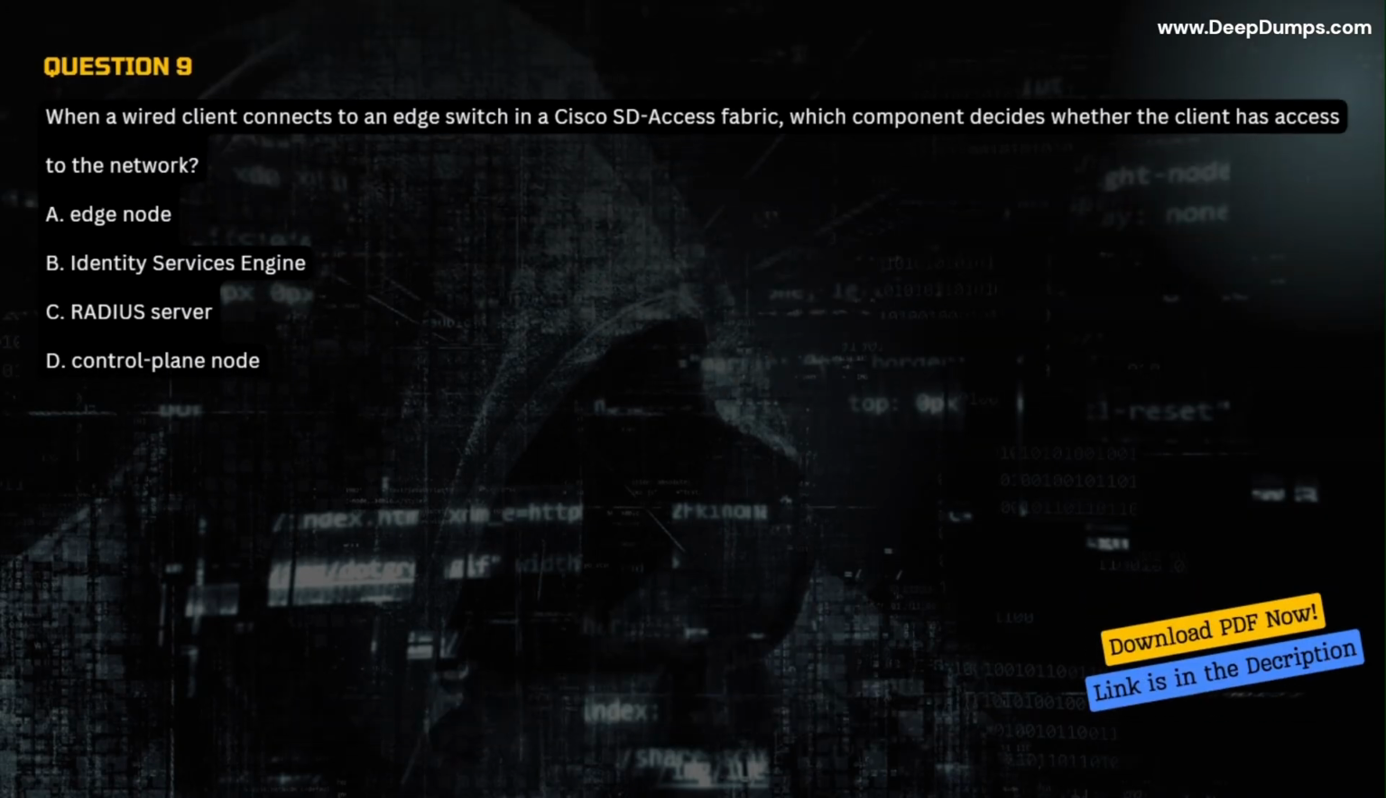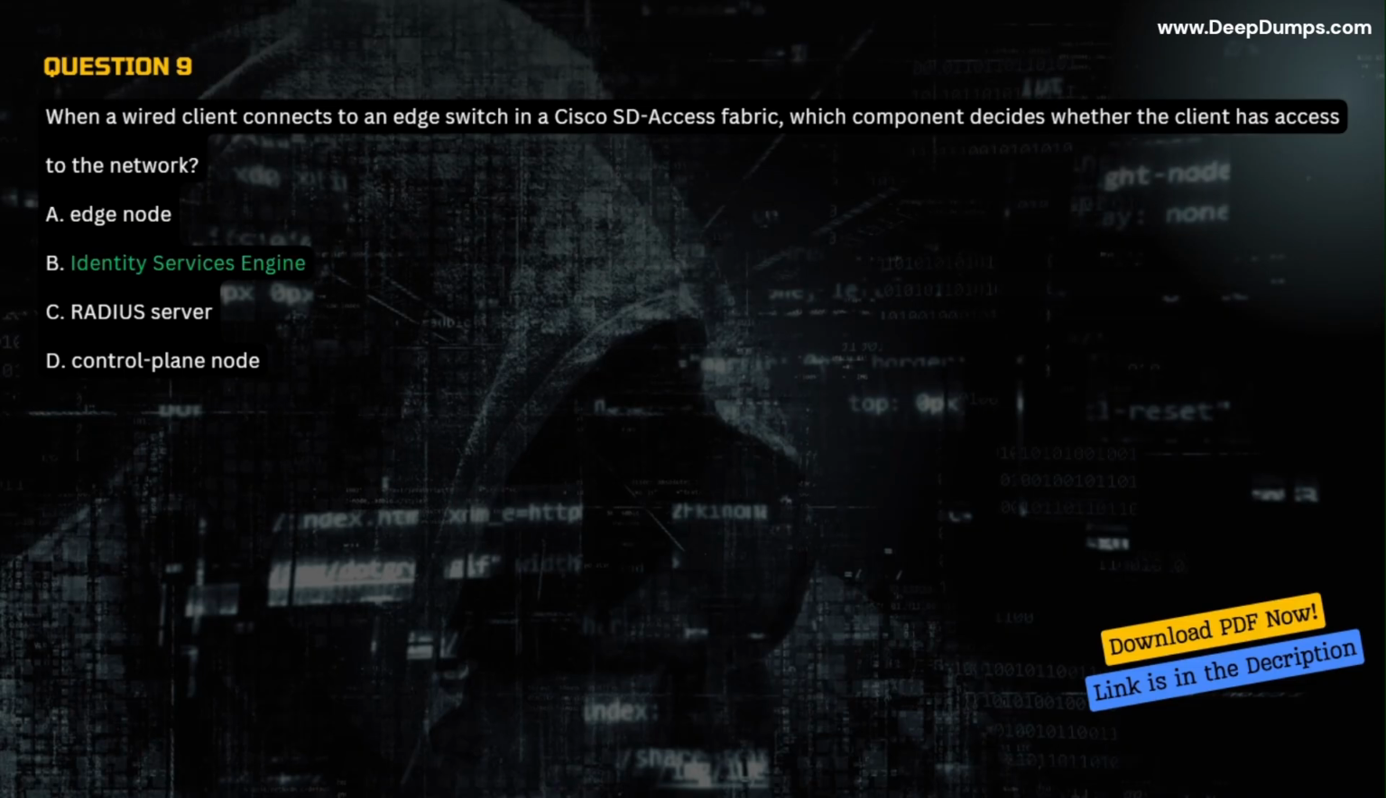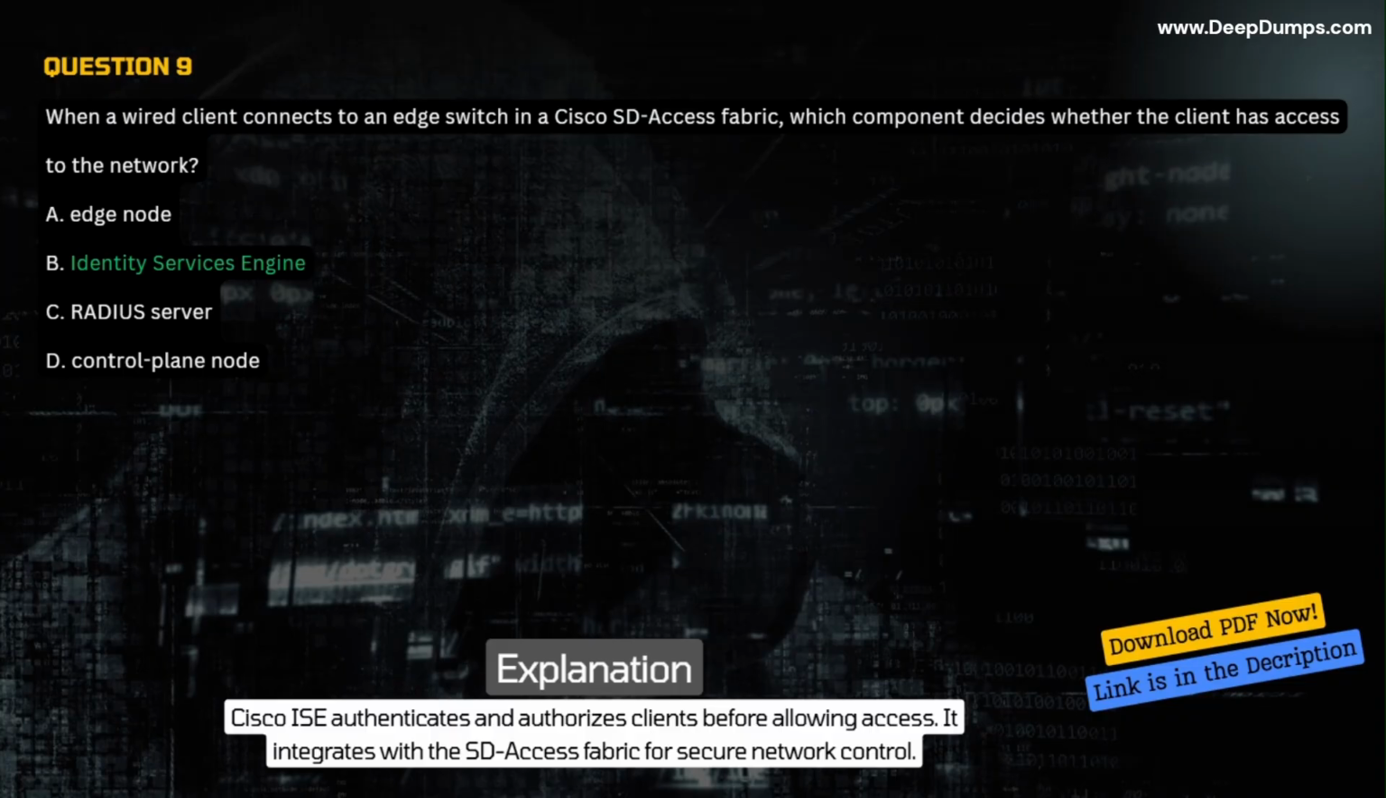Question 9. When a wired client connects to an edge switch in a Cisco SD-Access Fabric, which component decides whether the client has access to the network? A. Edge node. B. Identity Services Engine. C. RADIUS Server. D. Control Plane Node. Correct answer B. Identity Services Engine. Explanation. Cisco ISE authenticates and authorizes clients before allowing access. It integrates with the SD-Access Fabric for secure network control.